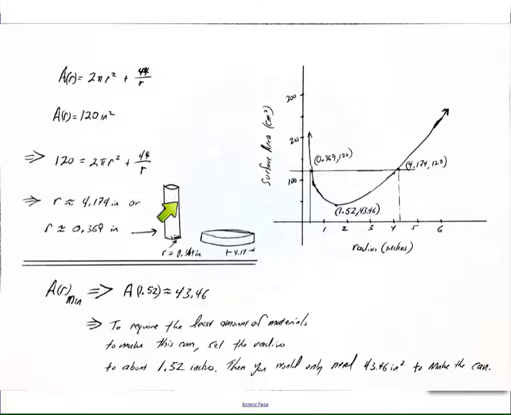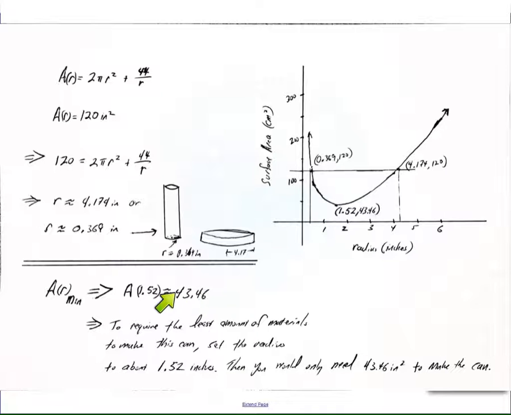The other thing that I didn't include in this write-up, and I'm really mad at myself now, is I didn't actually write in English the interpretation of this result. So make sure you mentally add that to this picture. And then here, I'm actually using a notation. I said the area minimum means that the area at a radius of 1.52 is going to be the smallest possible surface area, at 43.46. So that's how I got that lowest point.